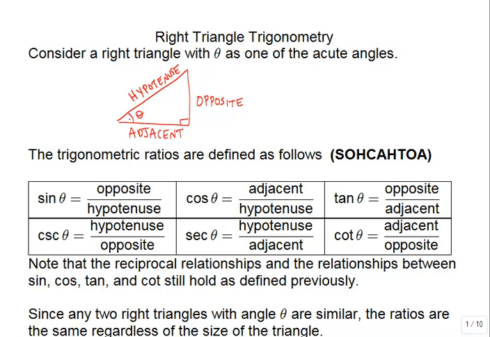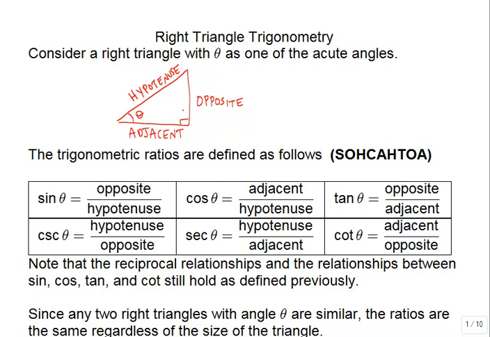If you look at this picture right here, the way that we would label these sides is, the side opposite your right angle is always called your hypotenuse, so that would be the longest side of this right triangle. The side across from or opposite from that angle theta is called the opposite side, and the side that touches the angle theta, one of the legs that makes up that angle theta, is called the adjacent side.